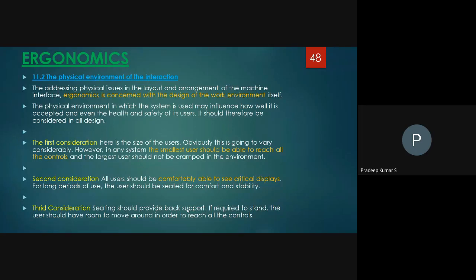Second consideration, it should be comfortable to see the critical display. On all four sides of the road the signal displays are there, so the user can easily understand the scenario and comfortably cross, whether going straight, left or right. Third consideration, the seating should provide back support. If required to stand, the user should have room to move around. So again, this is the physical environment of the interaction.